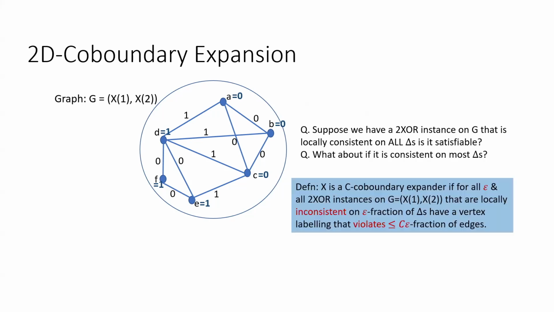So this motivates the definition of a coboundary expander with parameter C, which says that if you take any 2-XOR instance on this graph G that is locally inconsistent on only epsilon fraction of the triangles in G, then there is a vertex solution that violates only C times epsilon fraction of the edges. Okay, so any questions about this definition?